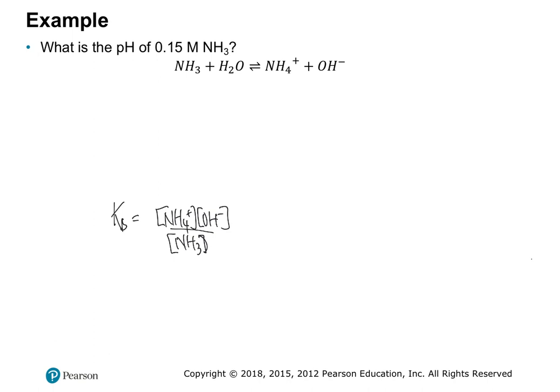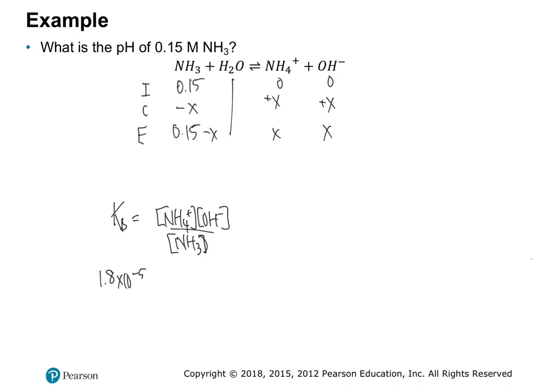brackets, okay. We saw earlier that the Kb for ammonia is 1.8 times 10 to the negative 5. Okay, so let's do our ice table. Here I have 0.15 molar of ammonia. Sorry, it's easy to switch those up, they're so close. So I'm going to lose x, I'm going to gain x. So I have 0.15 minus x, and then x.